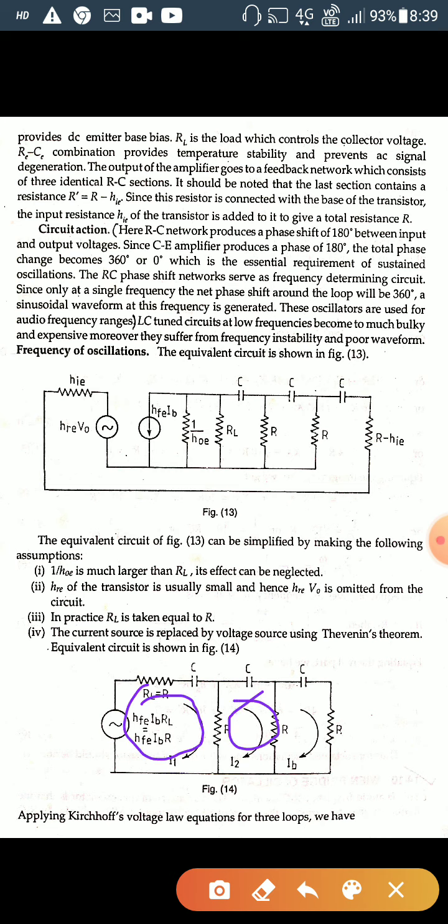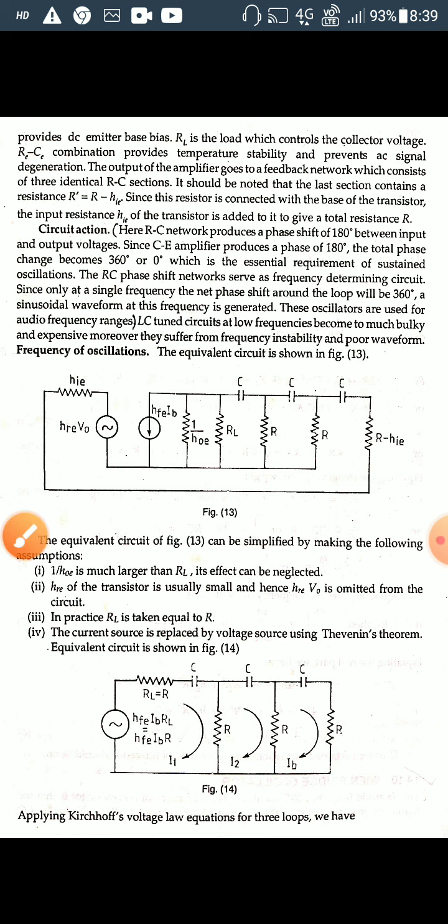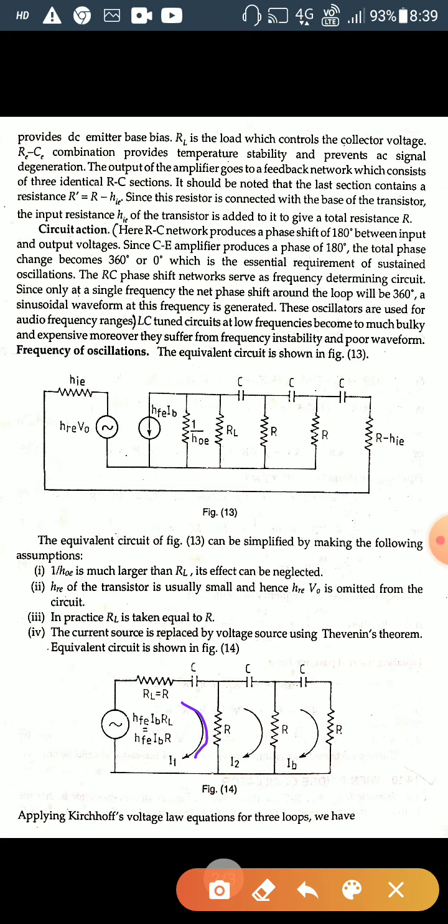For the second loop, you can consider the total voltage drop to be 0 in this case. So 0 is equal to 2R I2 plus 1 by XC into I2, minus I1 into R, because I1 is in the opposite direction in this case, and for this R the opposite direction is I_B, so minus R into I_B. In the same way we can get the expression using KVL for the third loop.